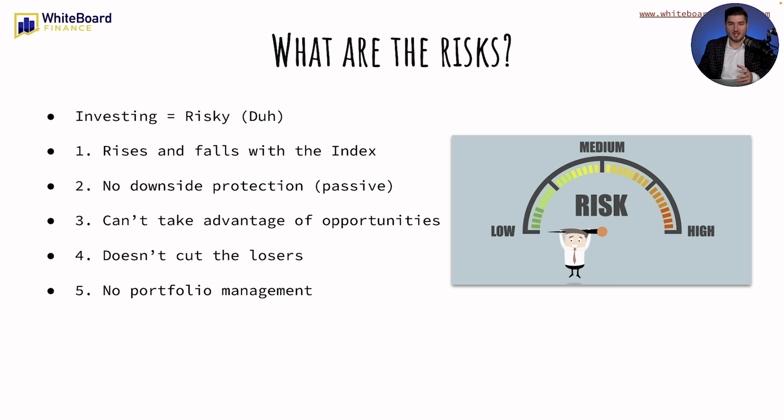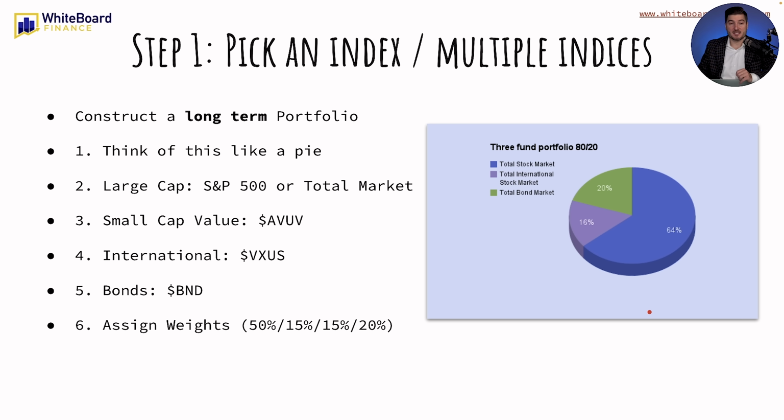Number four, again, stems from being passively managed, that you can't cut your losers. Again, there's no human cutting the losers and trying to optimize your return. They're simply tracking a basket of stocks, which form an index. That's why they're called index funds. And then number five, I think I've beat this point to death here, is that there is no portfolio management. They're passive investments.